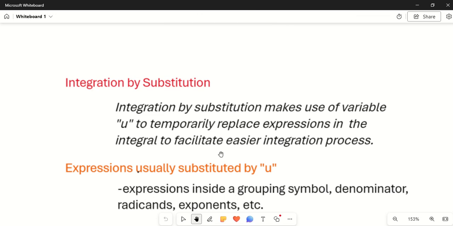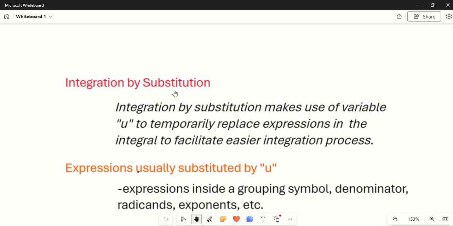Hello, good morning. So today we're going to look into another process, finding the integral of functions, and that is integration by substitution. Please bear in mind that not all integrals can be solved using basic integration techniques. There are some cases wherein you are required to make use of an arbitrary variable u in order for you to solve the integral of the given function.